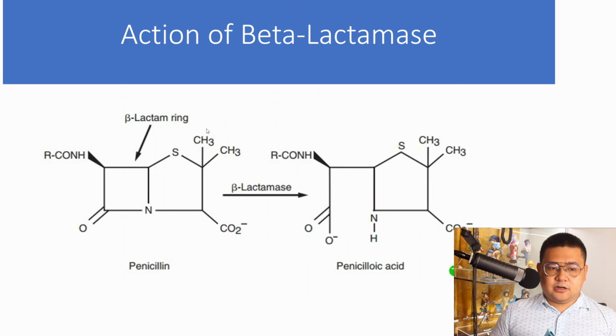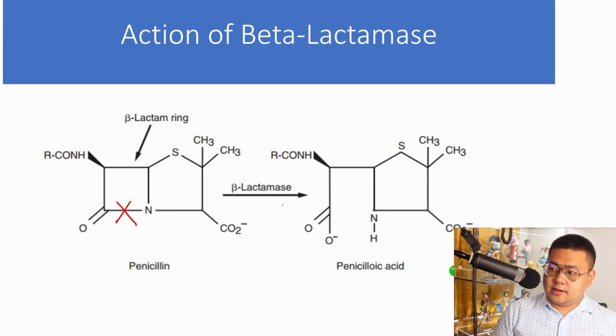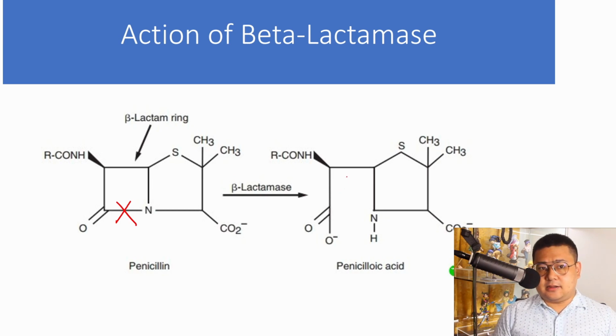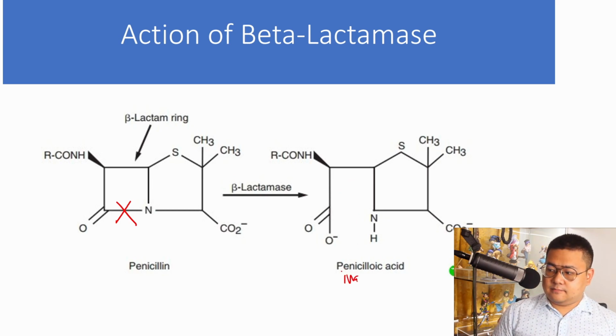Okay, so let's take a look at our structure again. You can see this is the beta-lactam ring. And in particular, your beta-lactamase will try to destroy the bond between the carbonyl and the nitrogen group. Okay? Once that bond is broken, it becomes penicilloic acid, which is inactive. Okay? So that's the mechanism of action of our beta-lactamase.